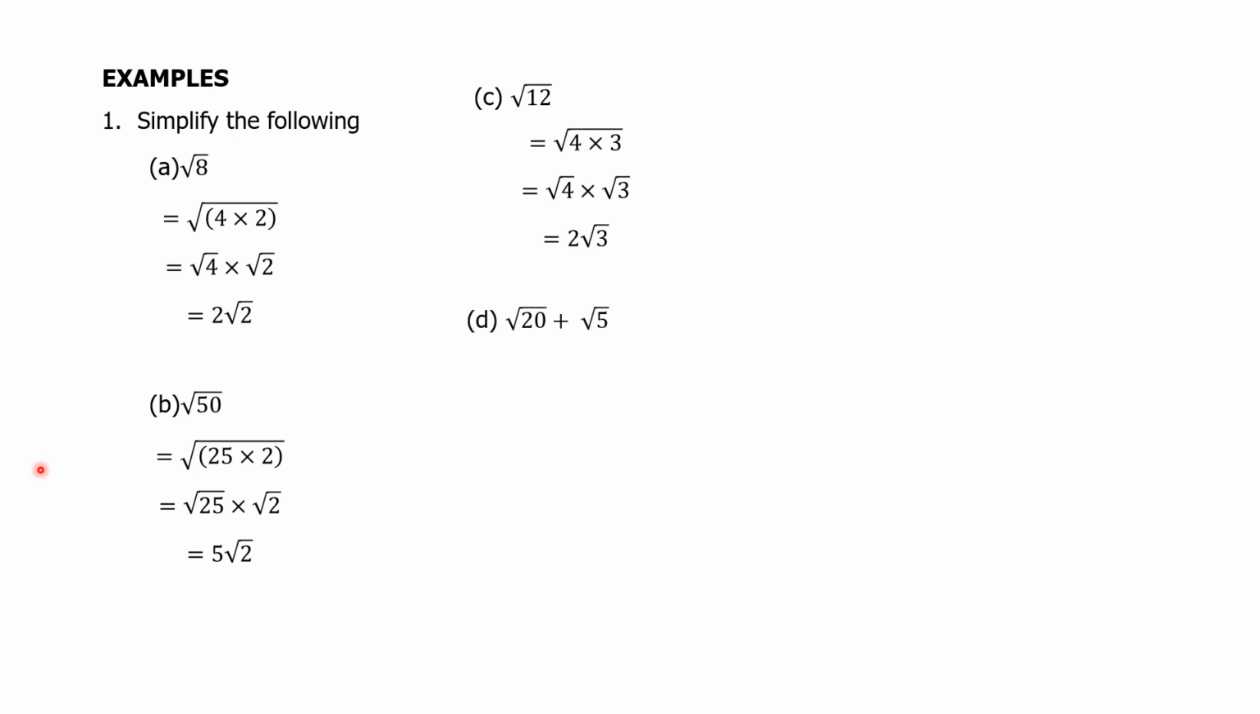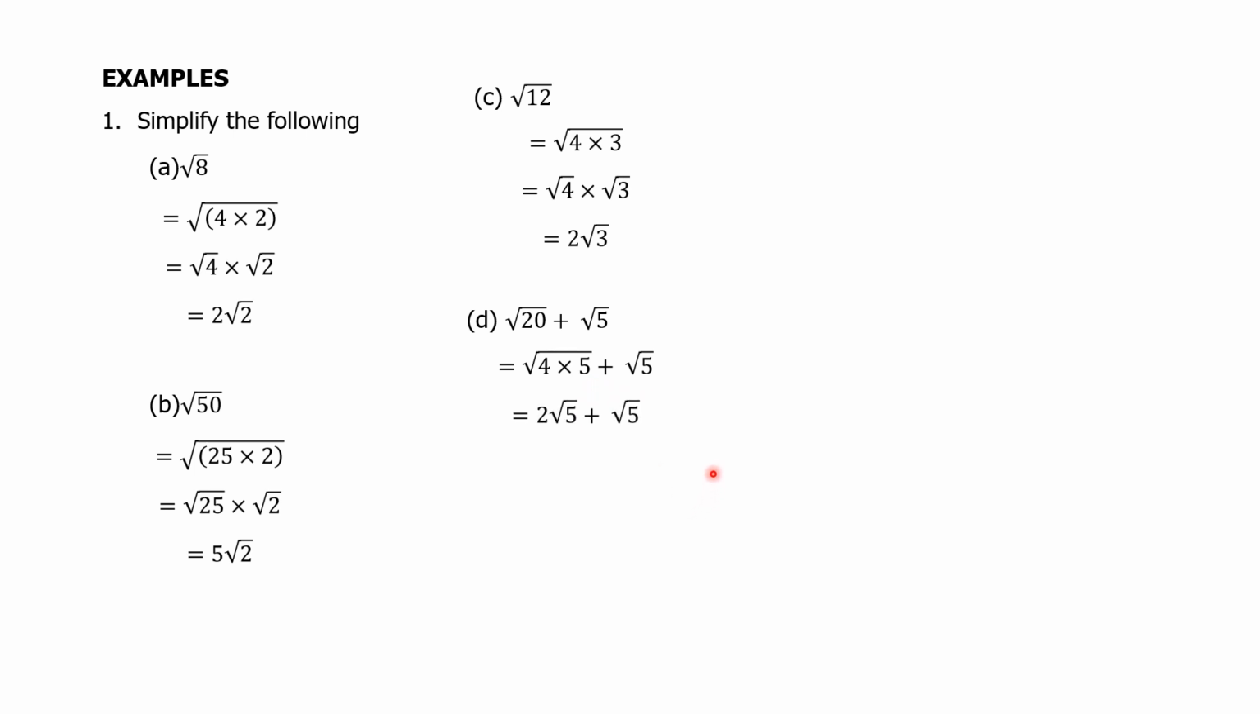When I go to part D, root of 20 plus root of 5. Now, here we have two expressions there. When you look at the 5, there is no square number embedded there. So we concentrate so much on 20. So the 20, there is a 4 times the 5, and we first simplify that. So that gives us root of 4 times 5, then plus the root of 5.